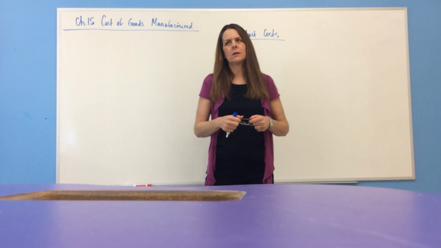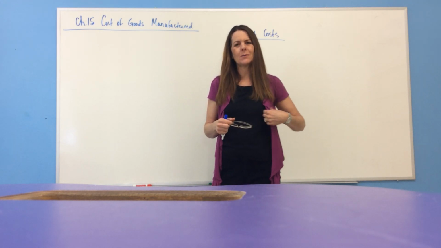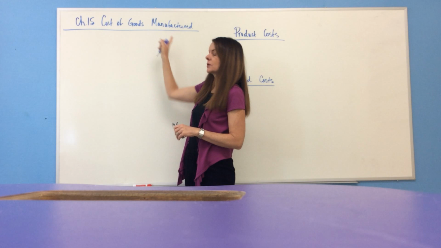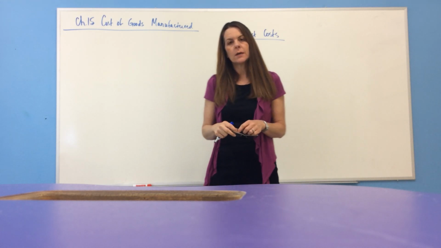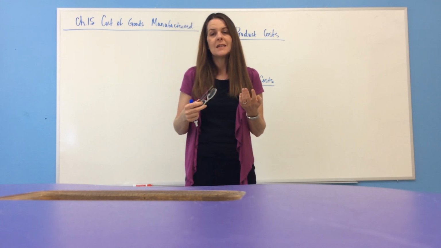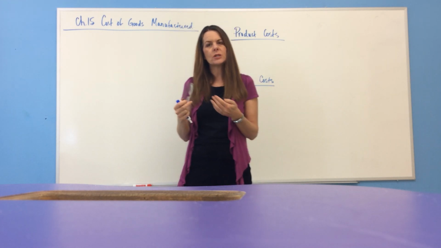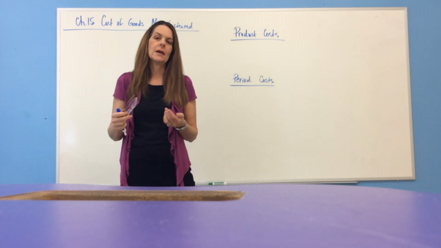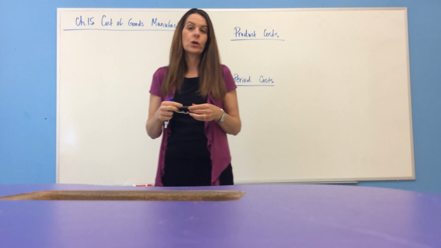The chapter is actually called, I think, Welcome to Managerial Accounting, but I like to call it the Cost of Goods Manufactured chapter. It goes through lots of different definitions of costs, some of which we'll recognize from financial accounting, and some are new.